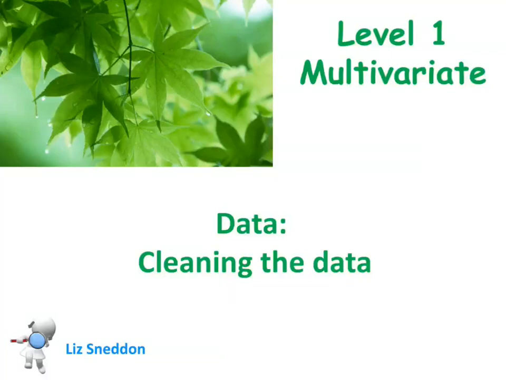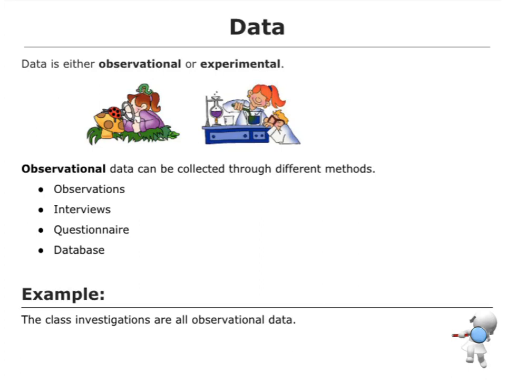Let's have a look at some data and some ideas around that. So first of all, we want to just remind you about data either being observational or being experimental. Okay, so observational is literally some kind of observation, and it's either the person in charge observing themselves or collecting information from other people. So it could just be straight observations.